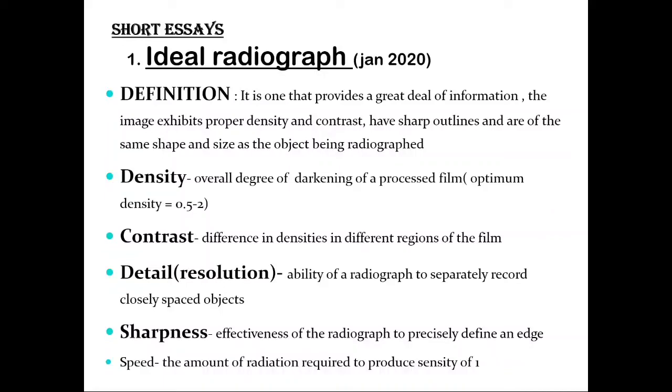Those are the density, contrast, resolution, sharpness, and the speed of the film. So for all these categories you have to speak about their definitions, that is density, contrast, resolution, sharpness and speed, followed by the factors that can lead to an ideal radiograph, which has been explained well in the chapter on the ideal radiograph by Freny Karjodkar.